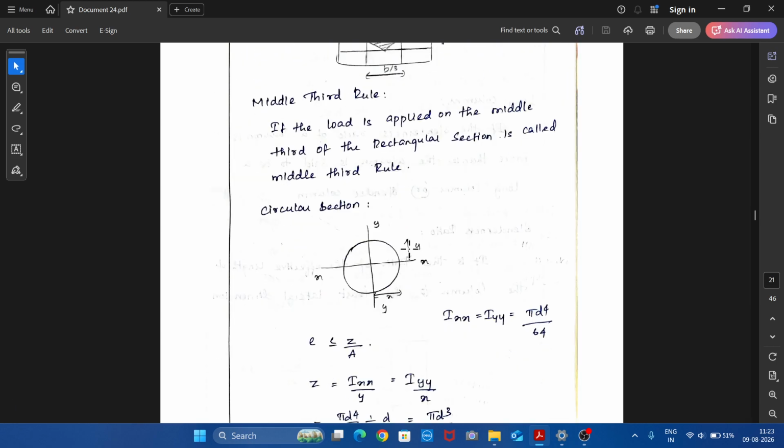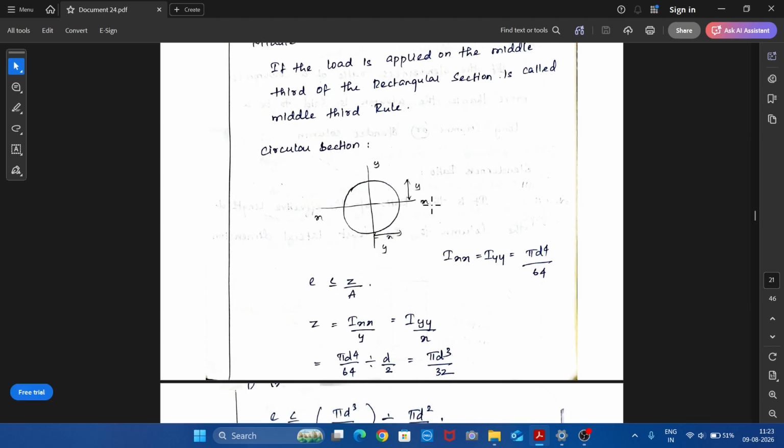Now we'll move to the circular section. In case of a circular section, we have the x-axis and y-axis. Ixx equals Iyy in this case, which is equal to pi d power 4 by 64. And we know that eccentricity should be less than or equal to z by a, where z equals Ixx divided by y, or Iyy divided by x. Both will be the same in the case of symmetrical sections. So pi d power 4 by 64 divided by y or x, where y as well as x will be equal to diameter divided by 2, d by 2. Therefore, pi d cube by 32 will be the section modulus of a circular section.